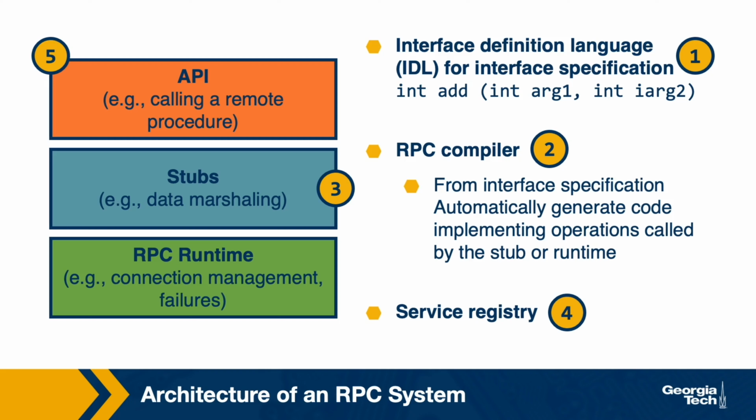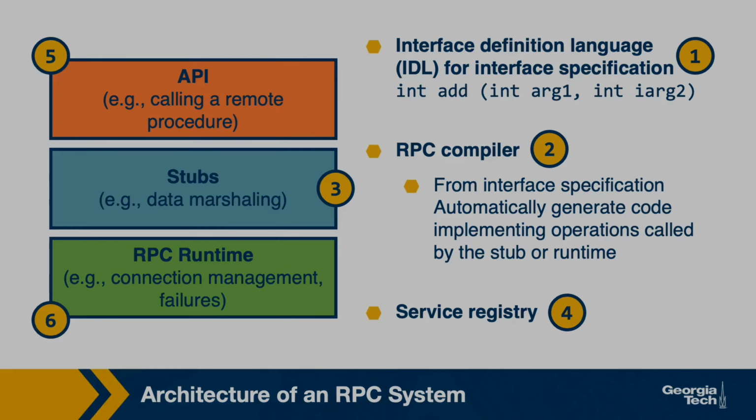The client developer writes the client application referring to remote operations such as add using an appropriate interface, and then just compiles the code together with the automatically generated object files produced from the RPC compiler. At runtime, the RPC runtime takes care of everything else.